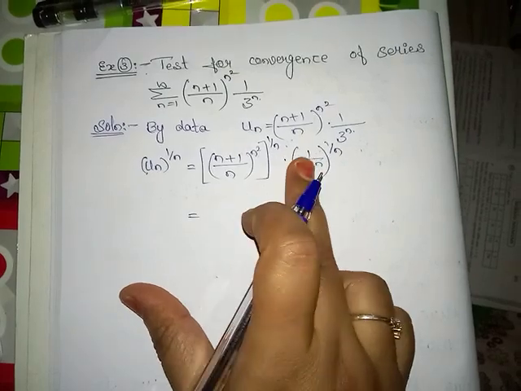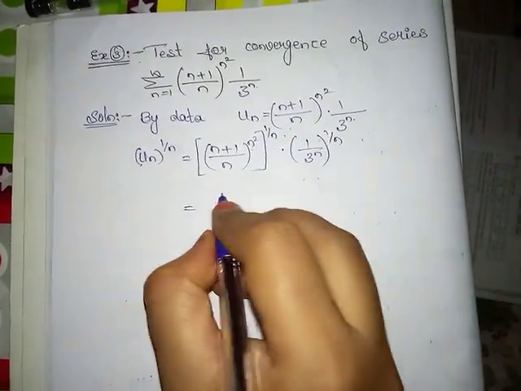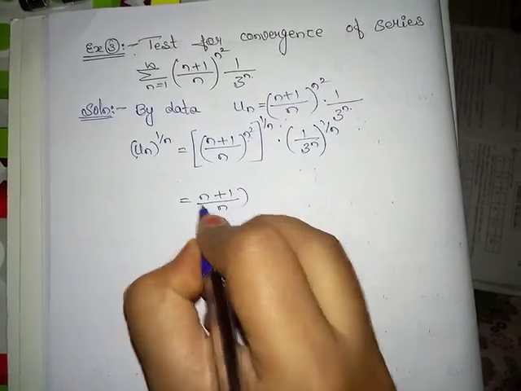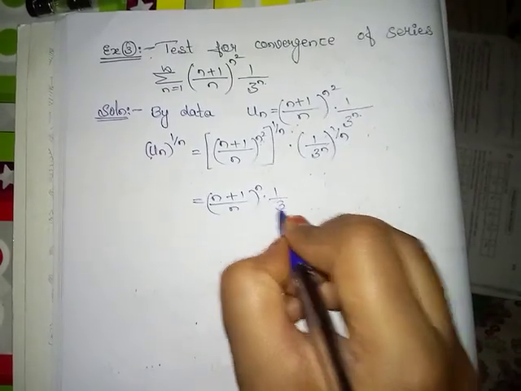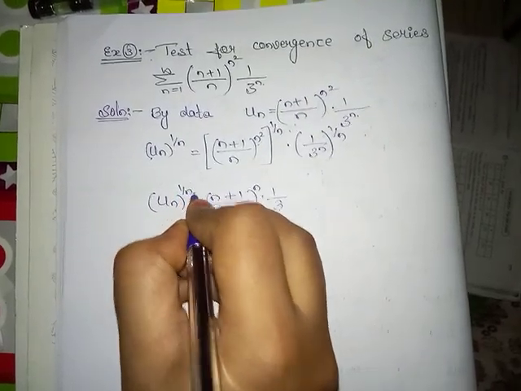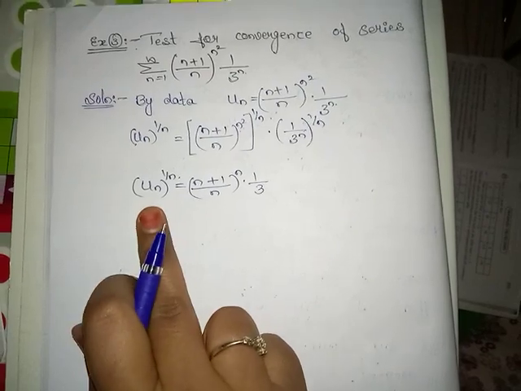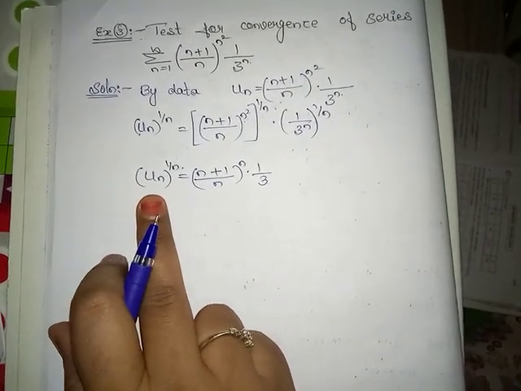Now we know that n square by n is n, and n by n is 1 here, so it will be ((n plus 1) divided by n) whole raised to n into 1 by 3. This is un raised to 1 by n. What will be our next step here? Next step is we have to apply the limit.